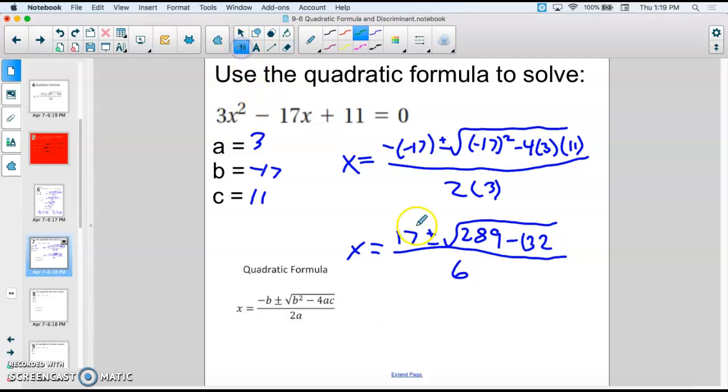All right, so when we continue that, oh, I'm in a different color here. Oh, well, roll with it.